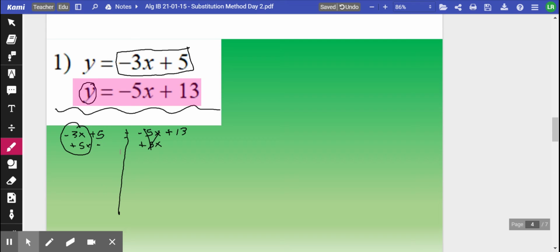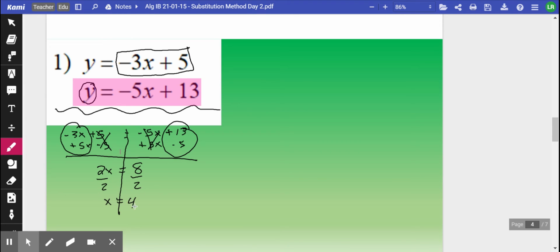Need to move that 5, so I'm going to go minus 5 on both sides. Those will get added up. So I'm going to have 2x equals 8. Divide by 2, and x equals 4.